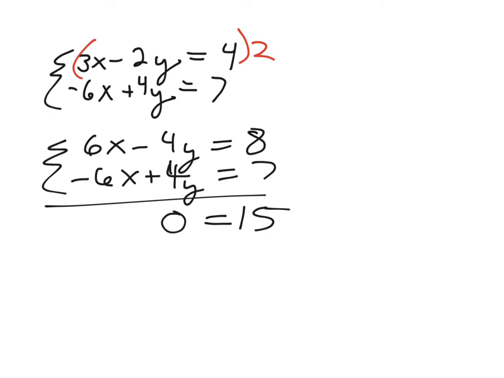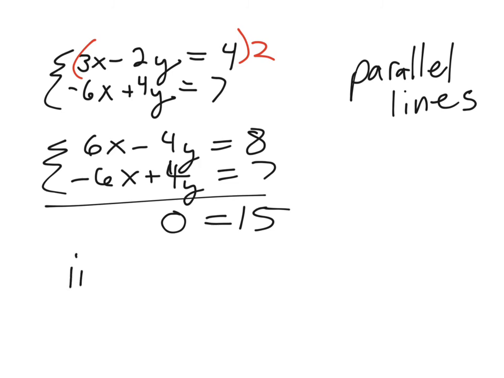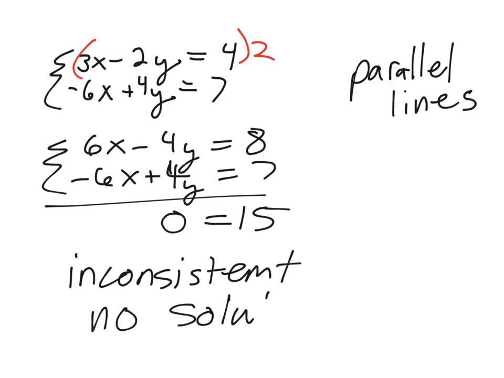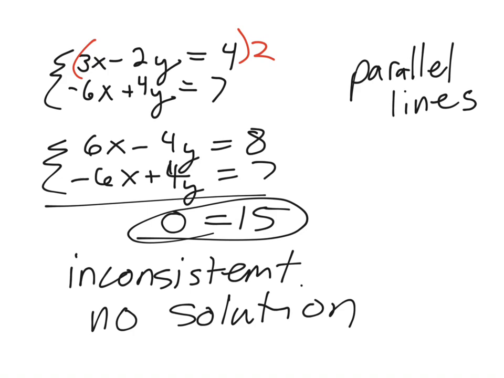What ends up happening with these two equations is they become parallel lines, so they never intersect. So we have no solution for those two. We call this an inconsistent system, and there is no solution. That's any time you end up with 0 equals some number, some untrue statement.